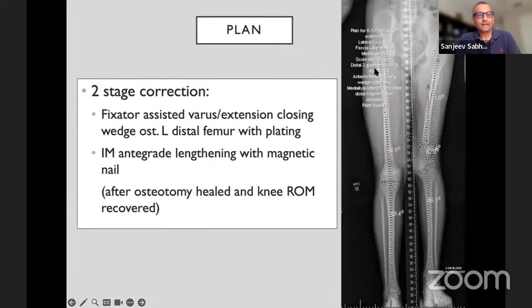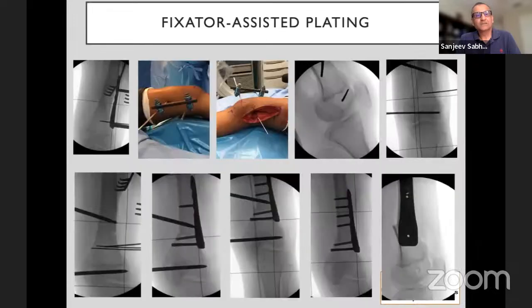So this was our plan, do a two-stage correction, do a fixator-assisted varus extension, closing wedge osteotomy, because she already has a scarred quadriceps with a tight fascia lata, right? You do an opening wedge correction just to save some length, you're going to make that knee even tighter. So you can always gain length proximally by doing a lengthening later. So that was my plan, to do acute closing wedge osteotomy.